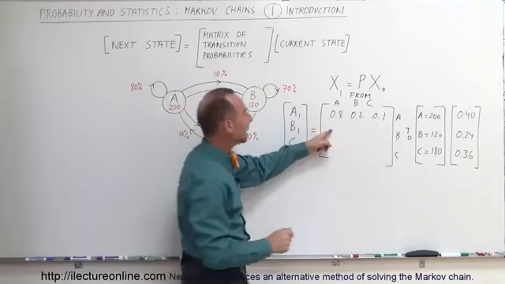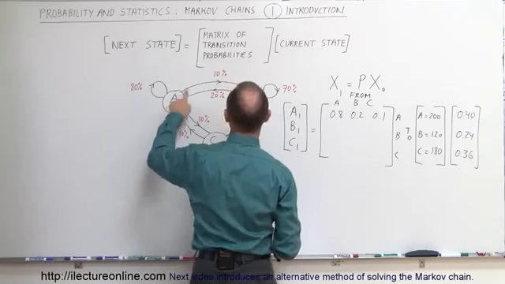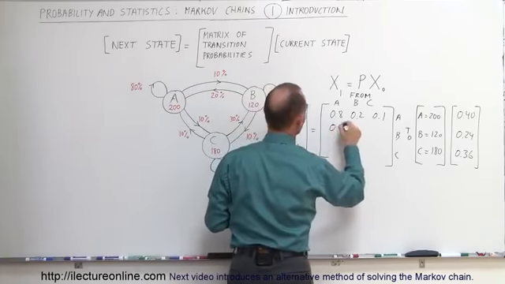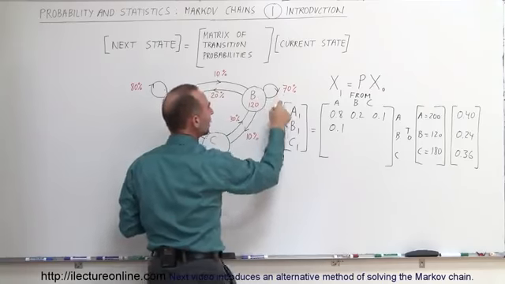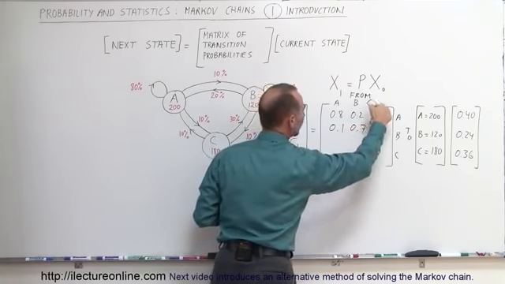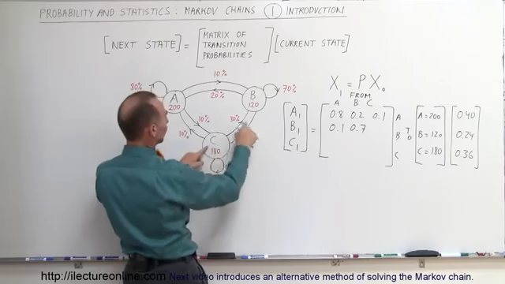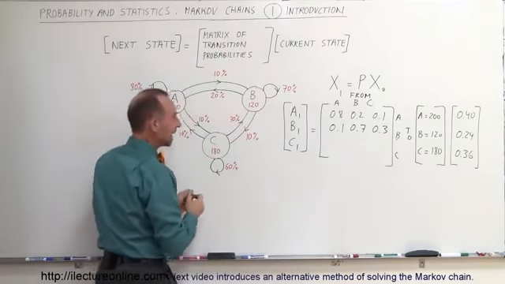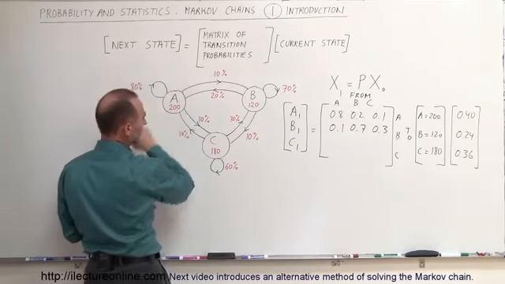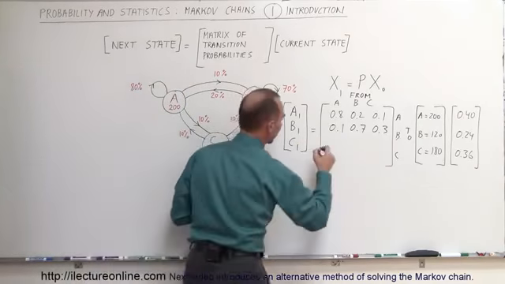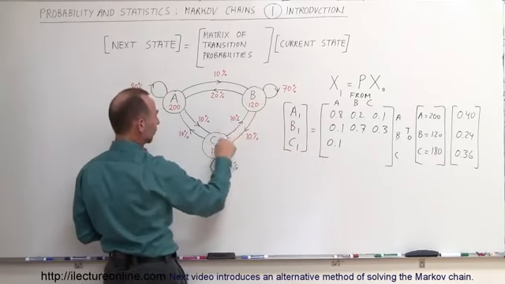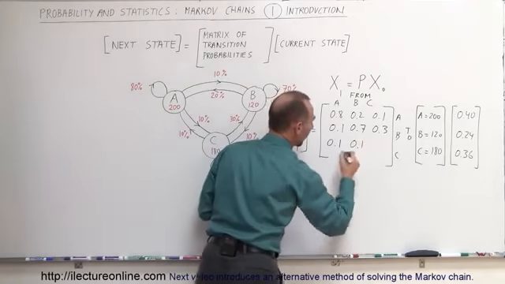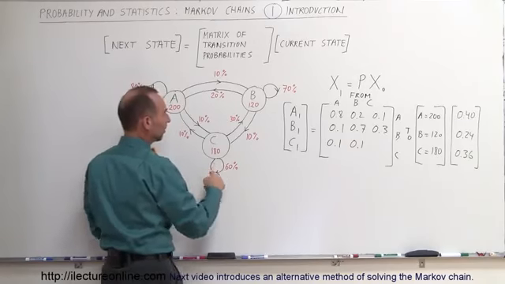Now we go from A to B. So from A to B is 0.1. From B to B, that's 0.7. And from C to B is 0.3 or 30%. And then the third transition is from A to C. So from A to C is 0.1. From B to C is 0.1. Finally, from C to C is 0.6.